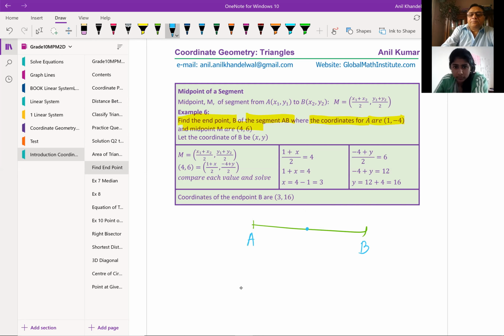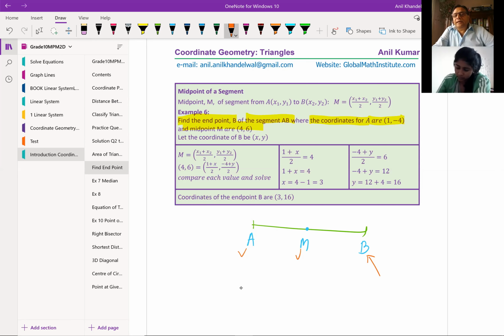But we are given the midpoint M. We are not given B. In that case, how are you going to find the endpoint? So that is really a difficult question at times, right? We are given these two, and you have to figure out what this is.